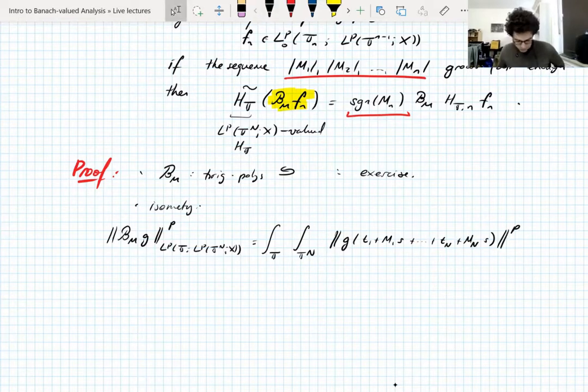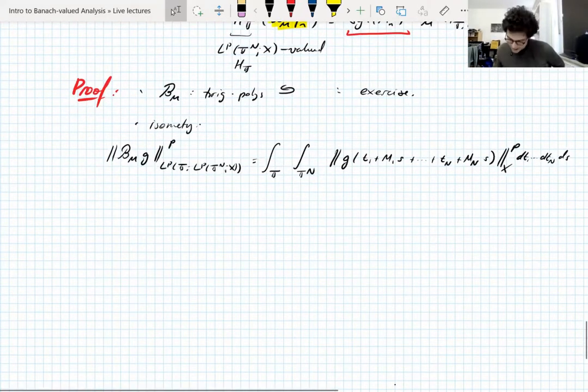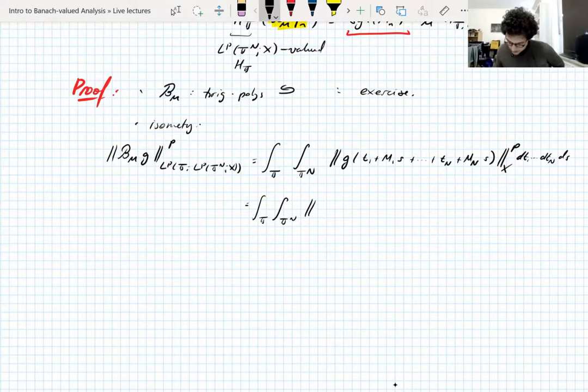The p-th power, of course, everything is in x, dt1 up to dtN ds. And what you do is you use the translation invariance of the measure on the torus in each individual coordinate, just one at a time. Or you can use translation invariance on the capital N torus, if you want to think of that.